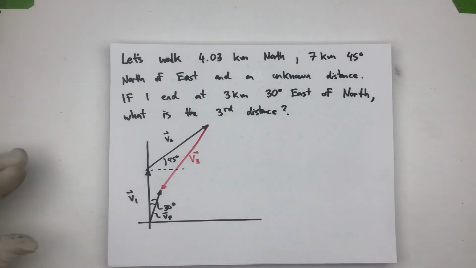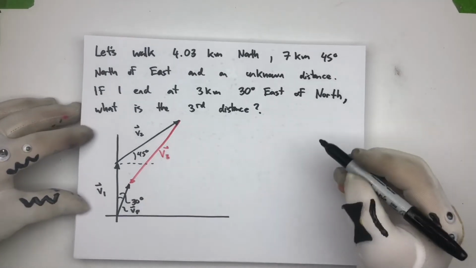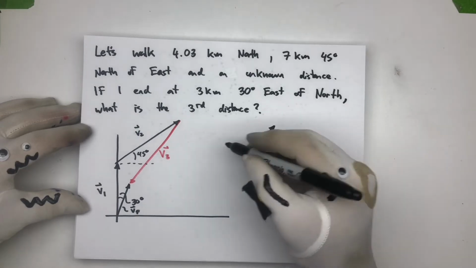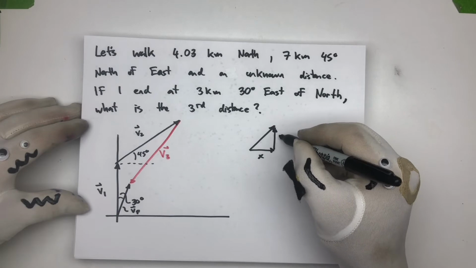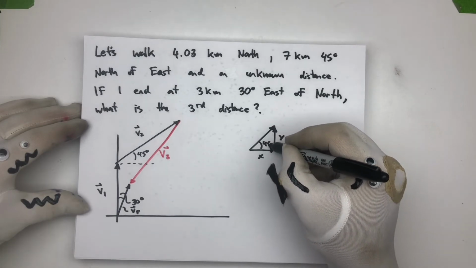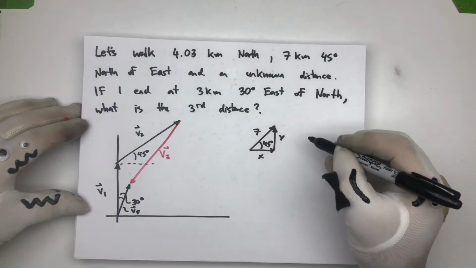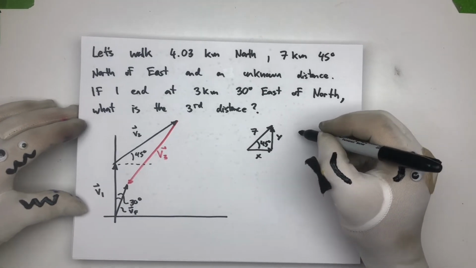So let's do the components. The next thing you do is I always do my components. After I have my little picture here, I kind of know what I'm looking for. I'm going to do my components now. So I got this vector here, v2. Here's my x part, here's my y component. There's 45 degrees, and I'm going 7 kilometers here. So what is x and y? Well, I can use my trig here.